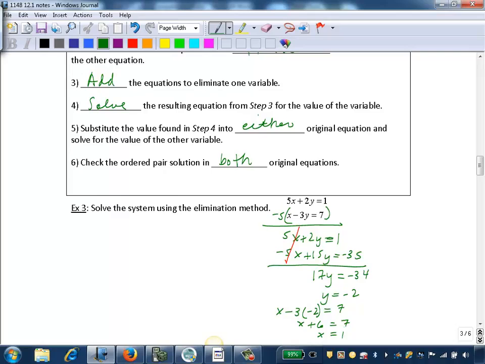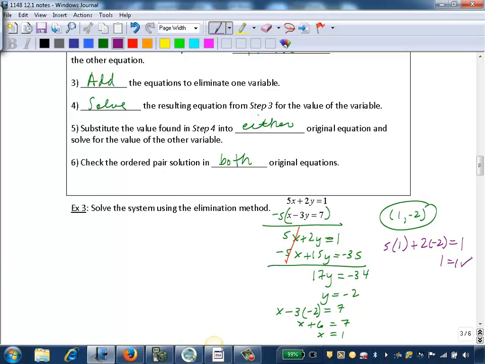So my ordered pair solution here appears to be 1, -2. So then we just want to make sure we check in both equations and make sure it satisfies both. So I'll substitute into the first equation 5 times 1 for the x plus 2 times -2 for the y equals 1. So that gives me 5 plus 2 times -2 is -4. 5 plus -4 does give us a 1.